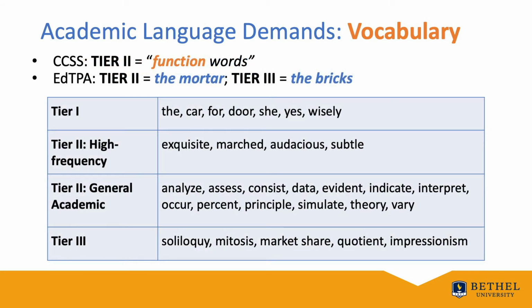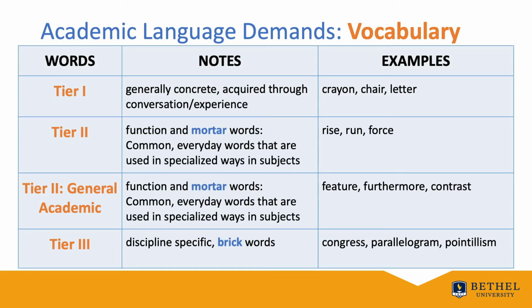Now here's a look at each of the tiers of words in relation to one another. This slide also represents the Common Core State Standards, whereas Tier 2 are referred to as function words, and in the edTPA, Tier 2 are the mortar words, and Tier 3 known as the bricks. Terms such as rise, run, and force are present in a variety of venues and across a wide array of disciplines, therefore Tier 2. However, terms such as congress, parallelogram, or pointillism are present in a particular knowledge domain, be that social studies, math, or art, thus Tier 3.